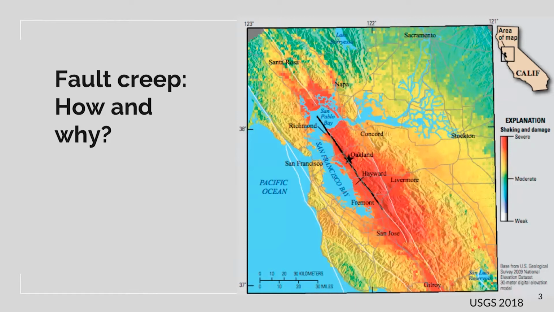So fault creep is basically an aseismic movement across a fault. When most people think of earthquakes, they're thinking of a big displacement, a big shift. But with aseismic creep, it's moving really slowly, so it's indiscernible if you're living on top of it. And there's a lot of people living on top of this too.